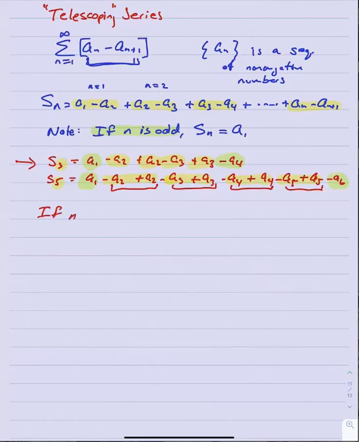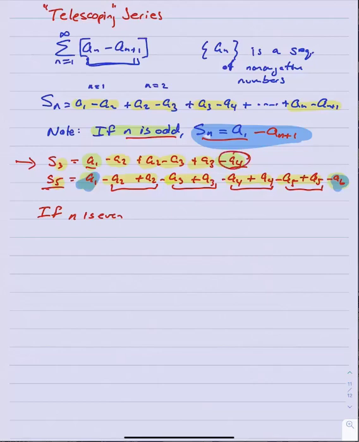What happens if n is even? Now, by the way, I didn't finish what I started to write up here. So what's my conjecture? If n is odd, what should S sub n look like? S sub 3 was a1 minus a4. S sub 5 was a1 minus a6. So what formula should I have up here? S sub n should be a1 minus a sub n plus 1.